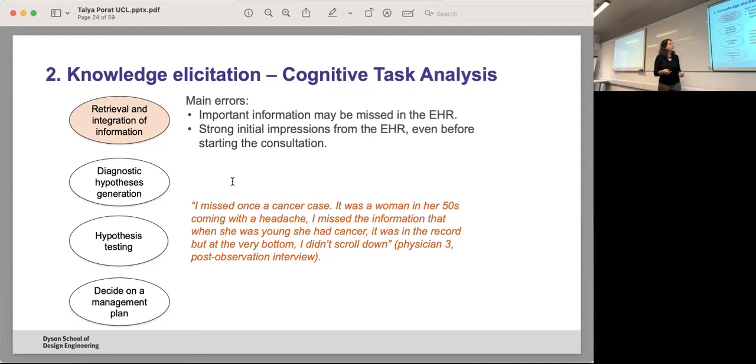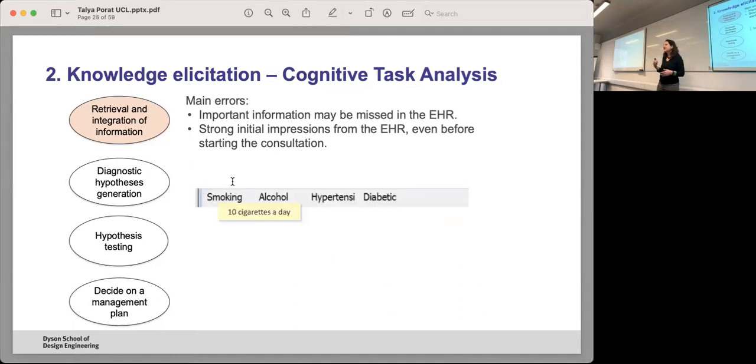Yeah, some of the quotes and some suggestions. This was just an initial suggestion that maybe we can highlight important things from the past or risk factors in the record, right? So the GP doesn't really have to scroll and see the important things.